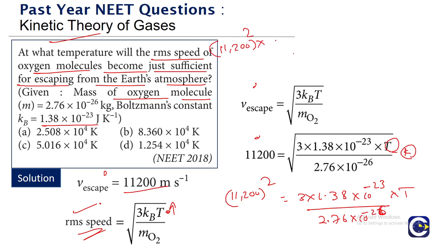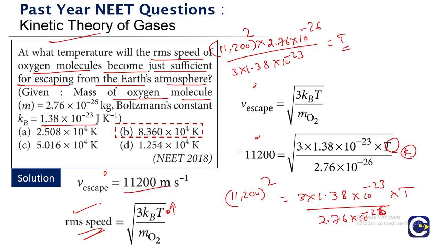11,200 square into 2.76 into 10 power minus 26 divided by 3 into 1.38 into 10 power minus 23. That is going to give us the temperature on the Kelvin scale. If we simplify it, we'll get the answer as 8.36 into 10 power 4 Kelvin. We can see this is like what? 83,600 Kelvin.